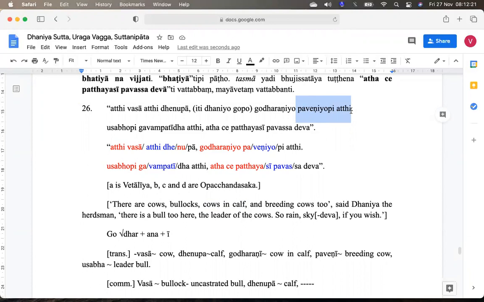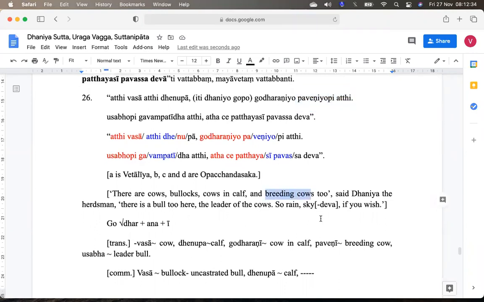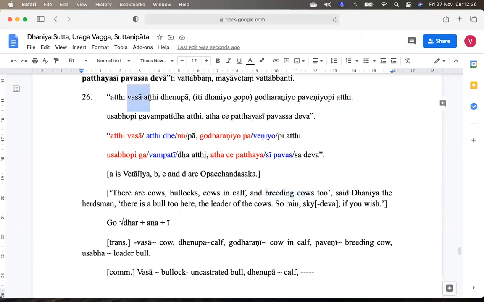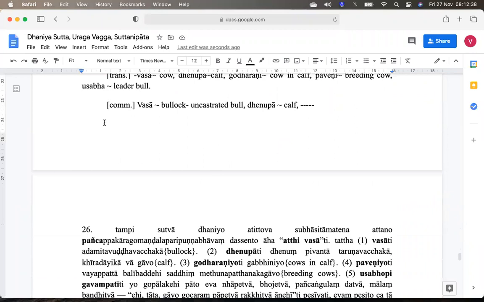But what we need is actually yam cow. So breeding cow. So in the commentary, those are explained. So this is explained here.